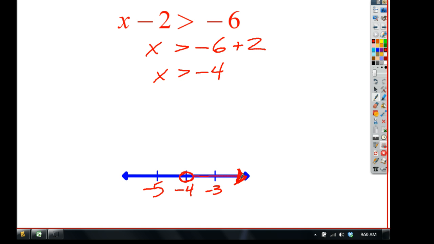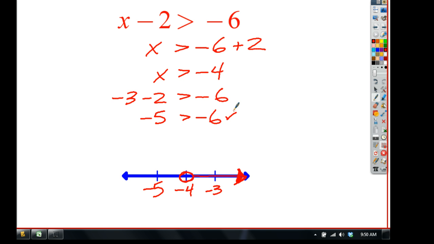Okay, so let's check it. Let's put some numbers in here. Let's try negative 3. So if I do negative 3 minus 2 is greater than negative 6. Negative 3 down 2 is going to get me to negative 5. Is negative 5 higher than negative 6, right? Now that's really kind of confusing, but if you think temperature, negative 5 is warmer than negative 6 degrees. It's still cold, but it's a little bit warmer. So this one does work.